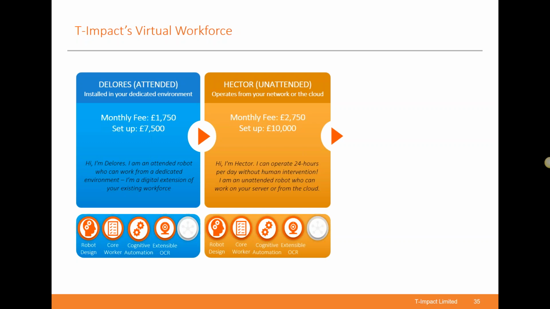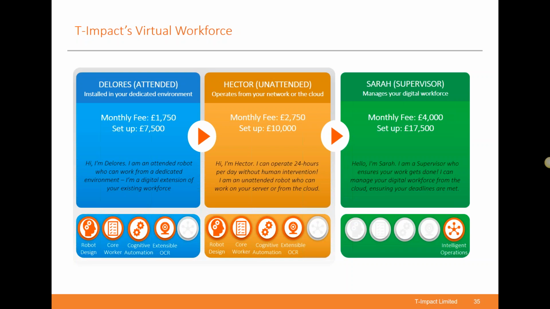Hector is an unattended robot. There's not a lot of difference between these two, except in some of the capabilities. But like I say, in 95% of cases, Dolores is what you need. But Hector is £10,000 to set up and £2,750 a month. And then Sarah, the supervisor robot that I was talking about. So this is, if you're talking about a deployment of 5 or more robots on multiple processes, and you're looking to be able to change the workflows, change what they do from day to day, get them to manage different SLAs at different times, Sarah will need to sit over the top of your team of robots to manage their workflow. And she is £1,750 to set up and £4,000 a month ongoing.